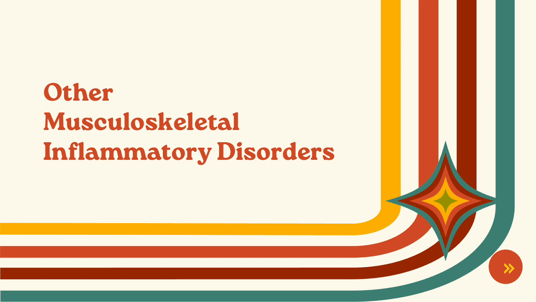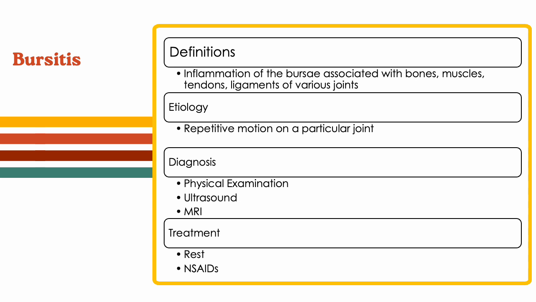You have other musculoskeletal inflammatory disorders here. First, we have bursitis, and this is where you have the inflammation of the bursae associated with bones, muscles, tendons, ligaments of various joints. Etiology is the repetitive motion on a particular joint. You do see this with people that do repetitive actions in mechanical work where you're lifting a lot or even turning and doing major turns with a large vehicle.